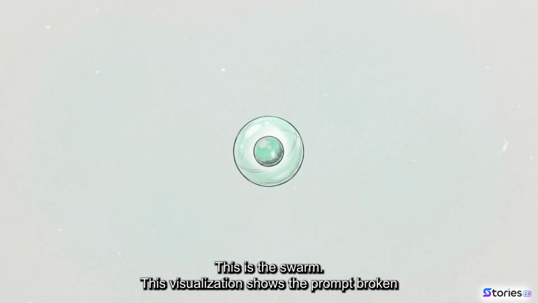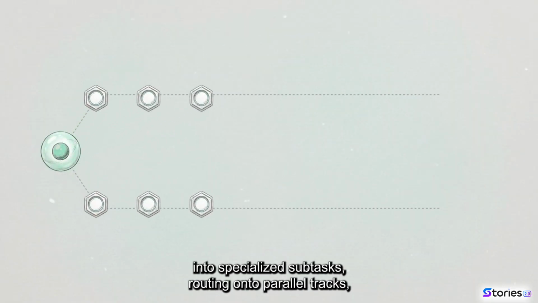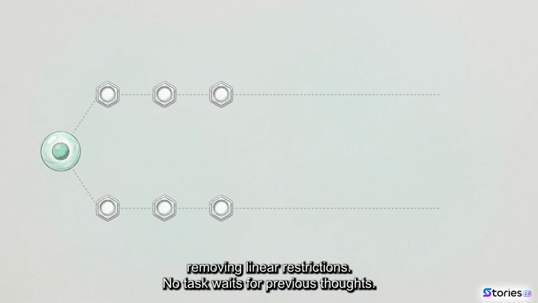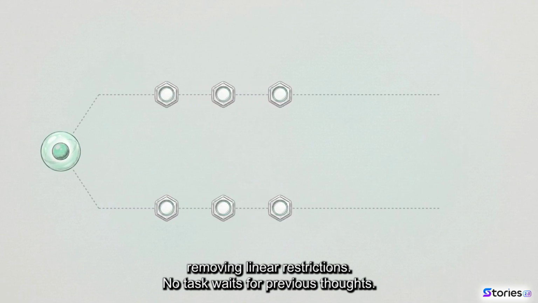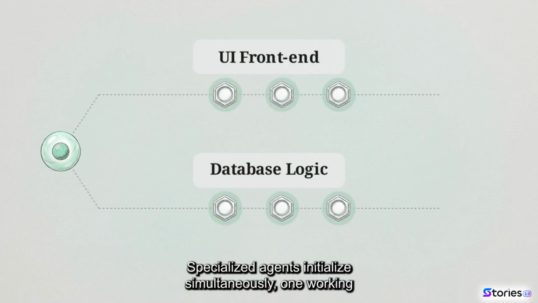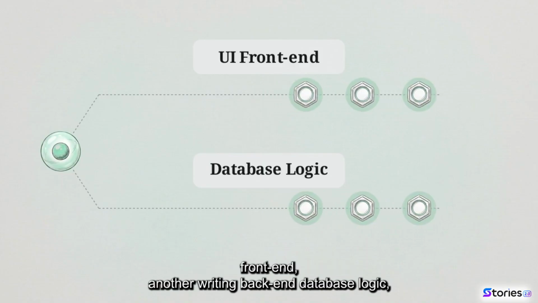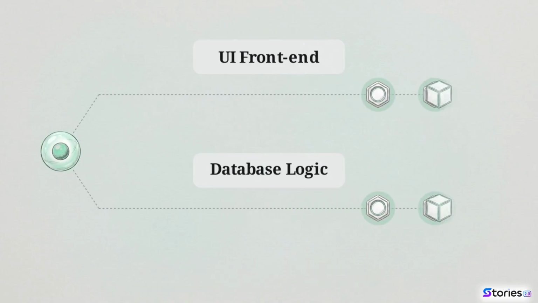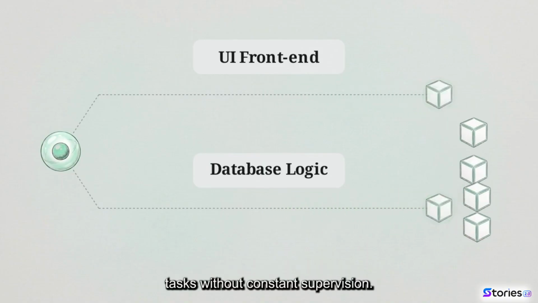This visualization shows the prompt broken into specialized subtasks, routing onto parallel tracks. Removing linear restrictions, no task waits for previous thoughts. Specialized agents initialize simultaneously, one working front-end, another writing back-end database logic, processing tasks without constant supervision.